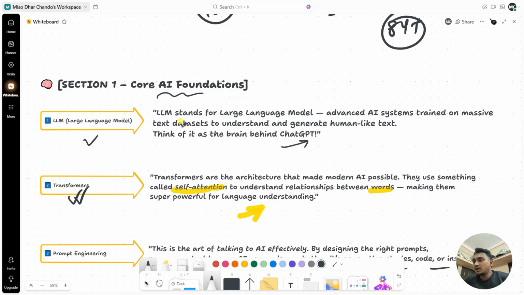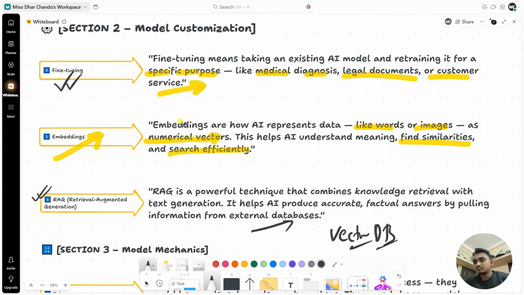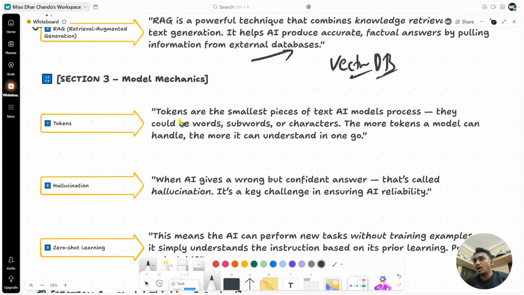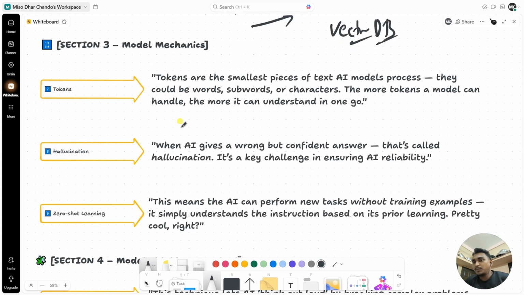Okay. Now let's go to the next section. The next section is about model mechanics. The first one is tokens. So what is a token actually? Tokens are the smallest pieces of text that an AI model processes.